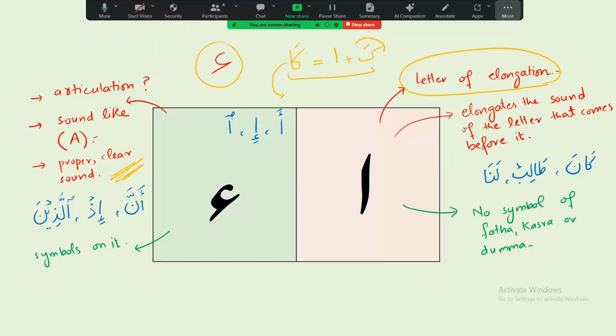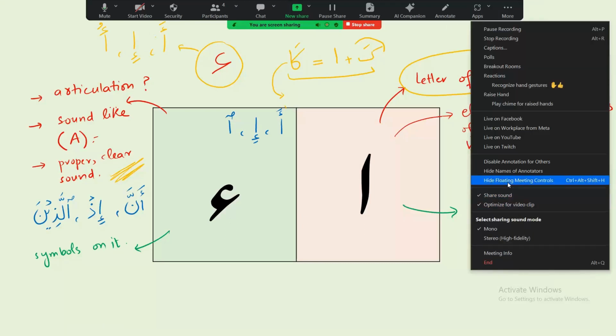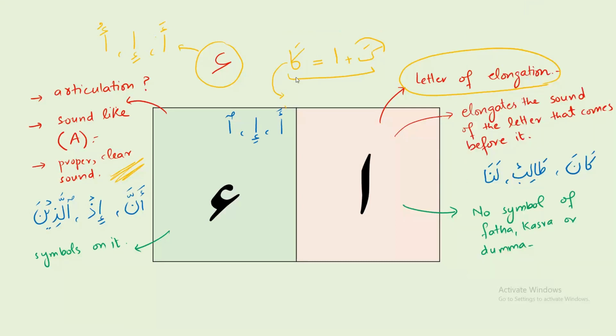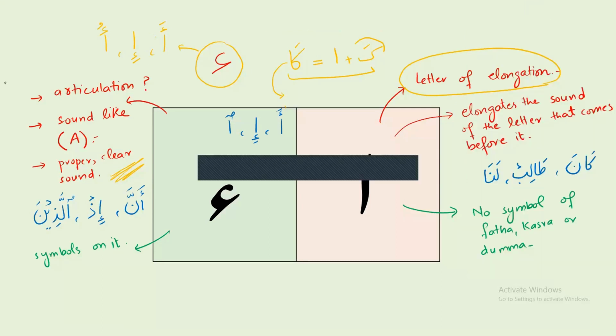What happens with Hamza is that Hamza can have harakas on top of it. It can have a fatha. When Hamza has a fatha, we will write it like this. Hamza can have a kasra as well. We will write it like this. Hamza can have a dhamma, then we will write it like this. Okay, yes, when it has a dhamma, we will write it like this.